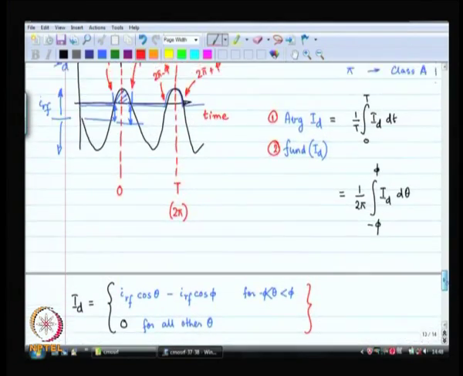So, how do you find out the fundamental of ID? You do a Fourier series. Okay, this is the expression for ID. Fundamental of ID is by doing a Fourier series. No, it is not IRF. Do not worry. You do a Fourier series expansion, and that is what is going to tell you what is the fundamental component of ID.